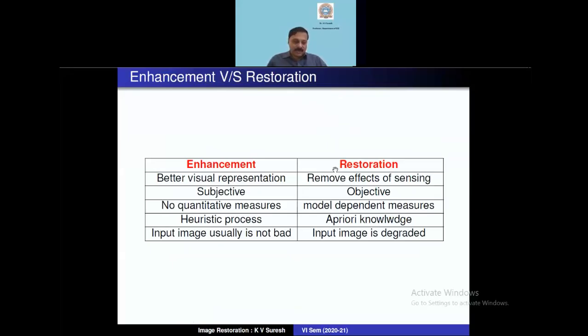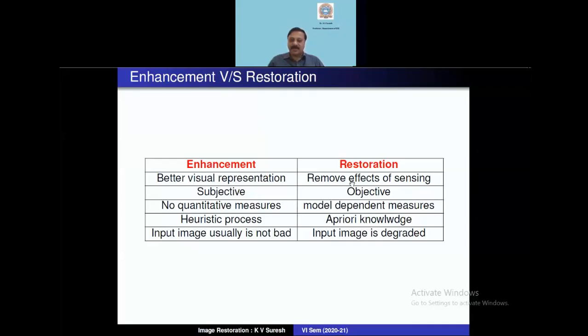Now you may ask me a question: what is the difference between image enhancement and image restoration? Because there also, to some extent, we discussed improving an image. Here also you are trying to do the same thing. Now just see these differences, very important differences. Usually image enhancement is done for better visual representation. Remember, there was a low contrast image, so you just did the histogram equalization and the contrast improved. That means it is done for better visual representation.